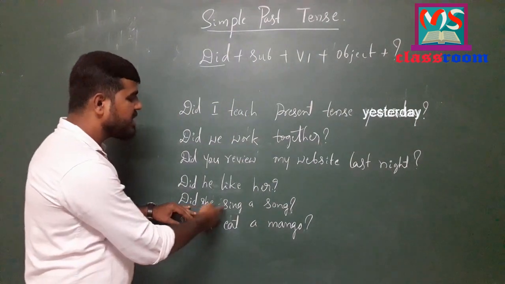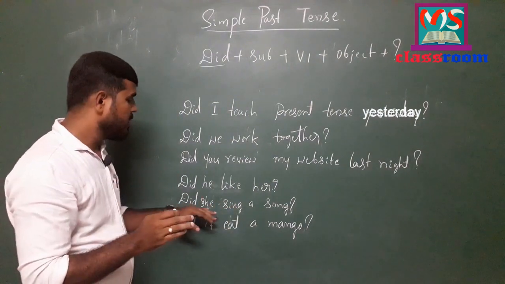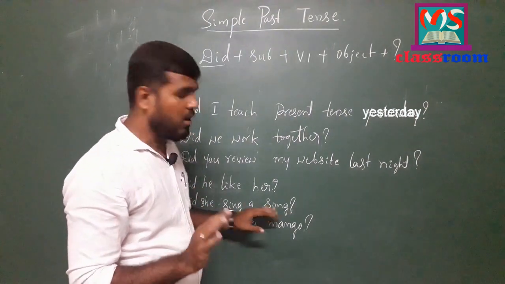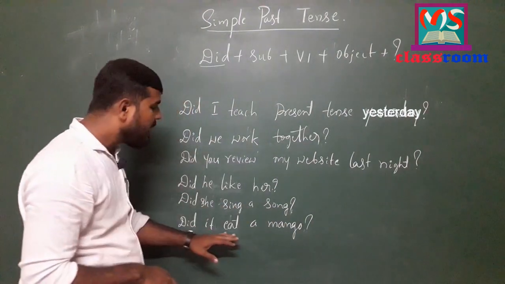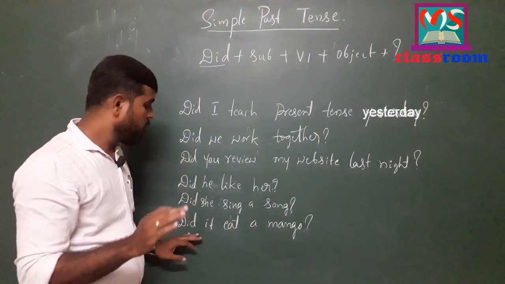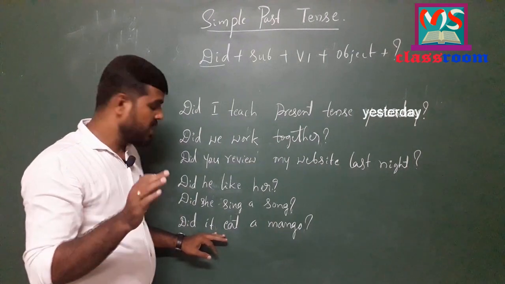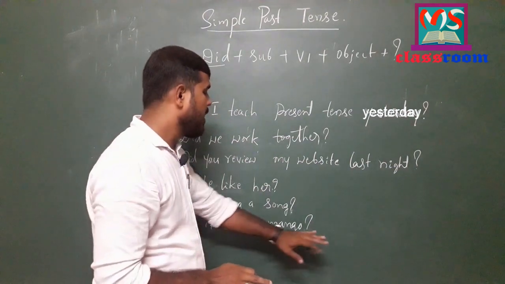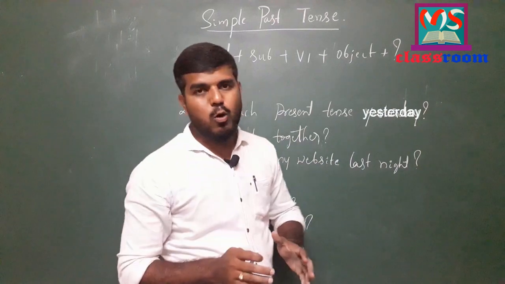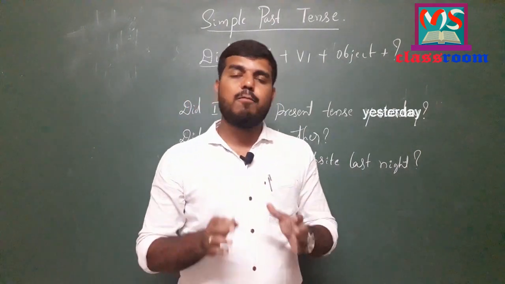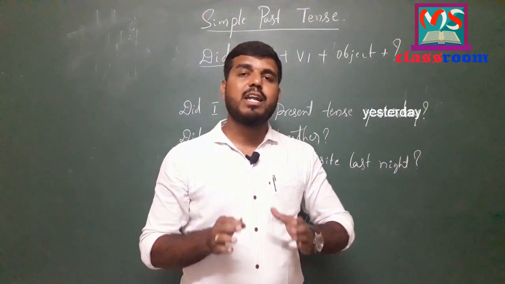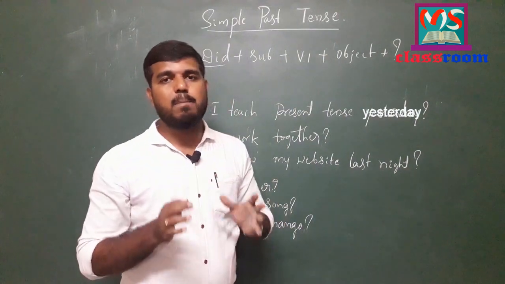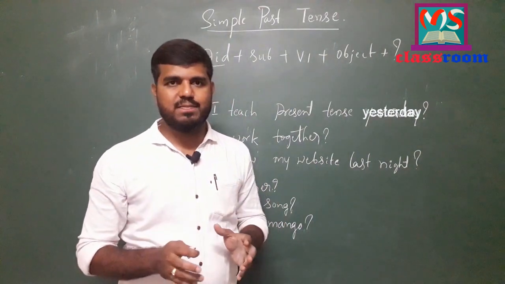And move to next. Did she sing a song? Did is past form of do, she is third person singular, sing is present form of verb, a song is object and question mark. Did it eat a mango? Did is past form of do, it is subject third person singular, eat is present form of verb, a mango is object and question mark. I hope you have learned to write affirmative sentences, negative sentences and interrogative sentences in simple past tense. Let us know the uses of simple past tense in our regular conversation.